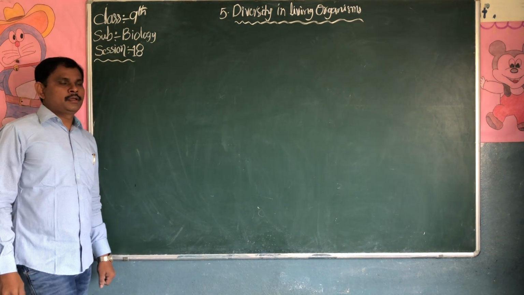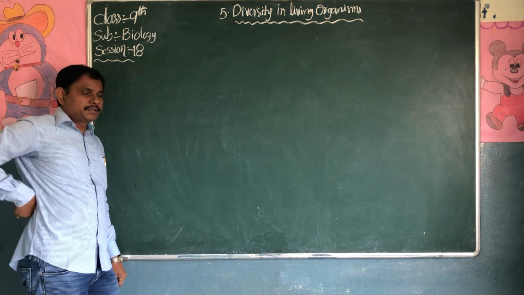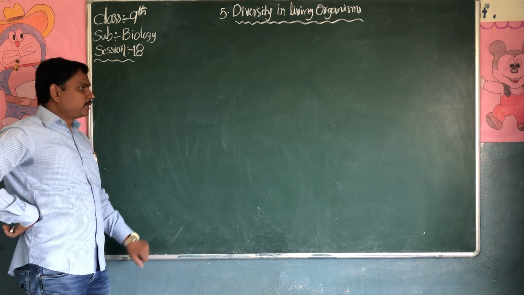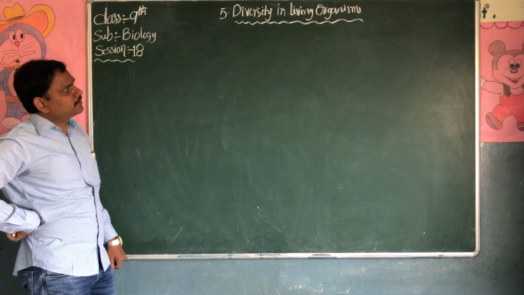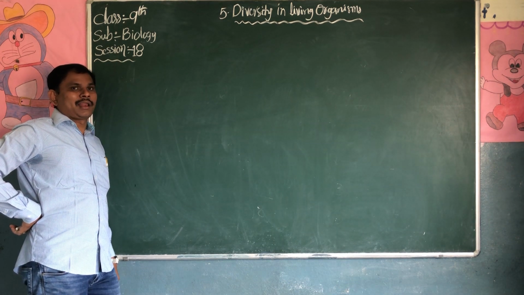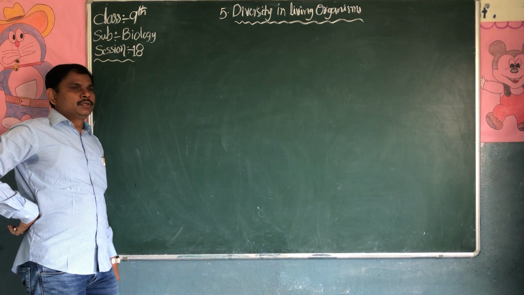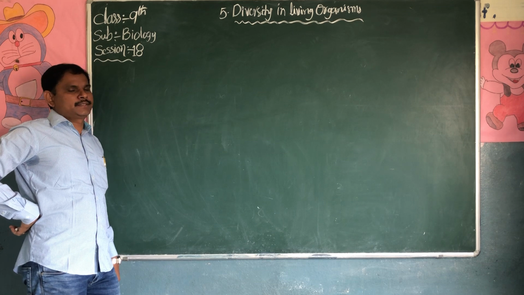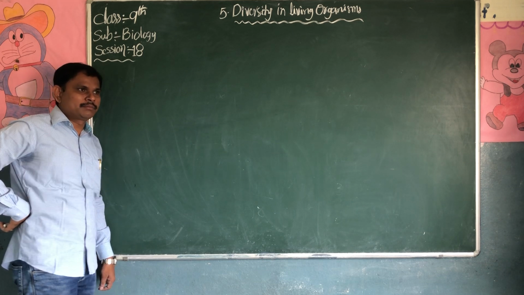Classmates, we are discussing the fifth unit, that is, diversity in living organisms, the classification. In the last class we discussed the different types of plants.